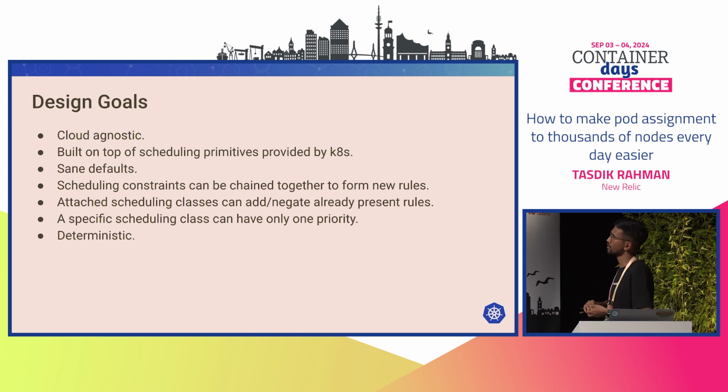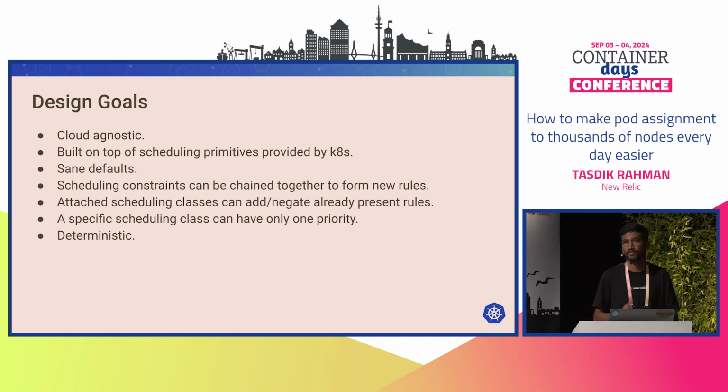We wanted this to work for almost all the different requirements which users were presenting us with for their scheduling needs, right? So we wanted it to be cloud agnostic. We wanted to not reinvent the wheel. We wanted to build on top of the scheduling primitives provided by Kubernetes. And we also wanted it to be a bit opinionated with some sane defaults.